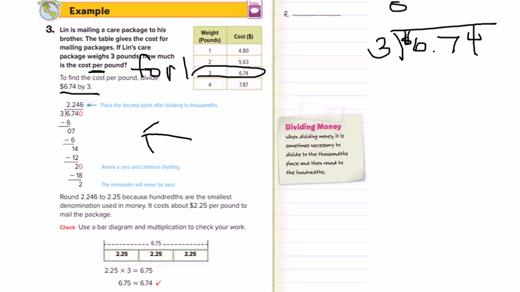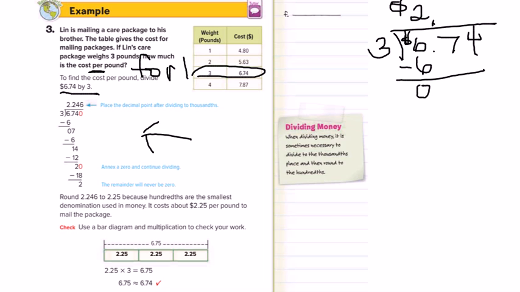I know that my quotient is then also going to be money because I'm figuring out the cost per pound. I'm going to start by bringing my decimal point up into my quotient, and now I can divide like normal. How many groups of 3 are in 6? That would be 2. 2 times 3 is 6. I subtract and I'll get 0.